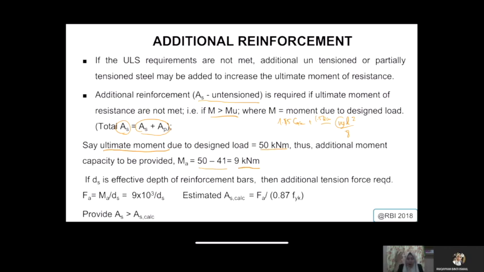where DS is the effective depth of the reinforcement bar, then additional tension force is required. Your FA is equal to MA over DS, where DS is the effective depth position of where you want to locate your additional reinforcement. So at this point you're not sure yet.